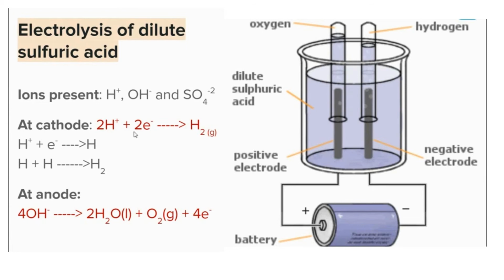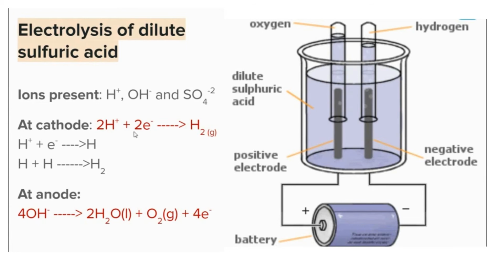Next example is electrolysis of dilute sulfuric acid. Here also it's dilute, so the ions present will be H plus and OH minus from water, and H plus and sulfate ions from sulfuric acid. As you can see, since the only positive ion present is H plus ion, there is no confusion. H plus ions undergo reduction and form H2 at the cathode.